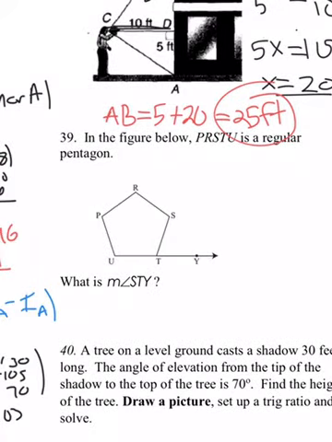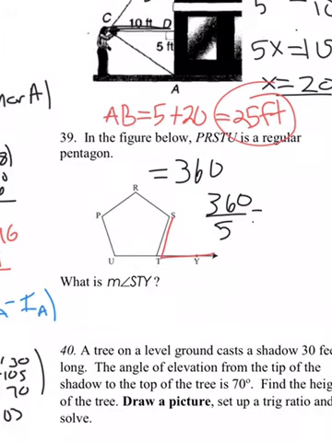In the figure below, PRSTU is a regular pentagon. What is the measure of STY? STY is an exterior angle. Earlier we talked about all exterior angles, all of the angles will add up to 360. So really the easiest way to solve this, 360 divided by the 5 sides, 72 degrees.